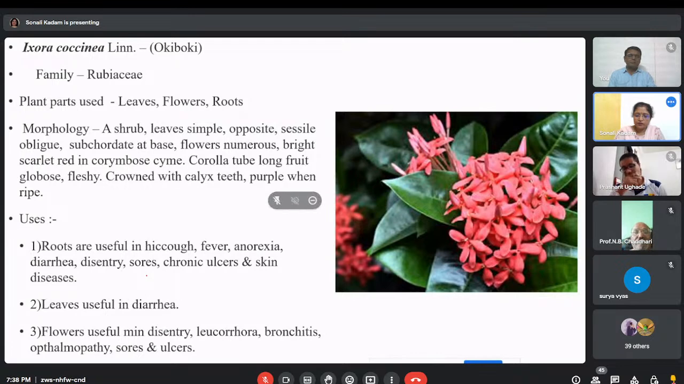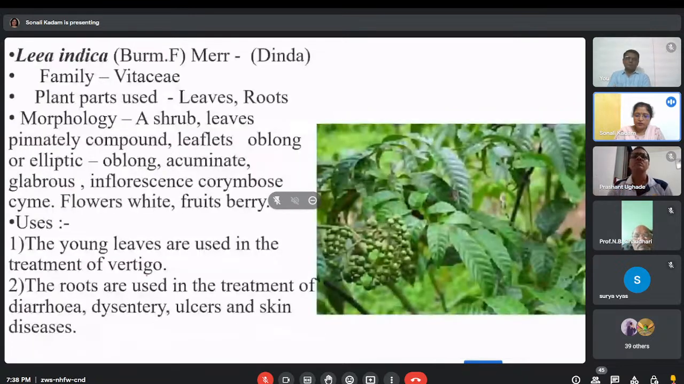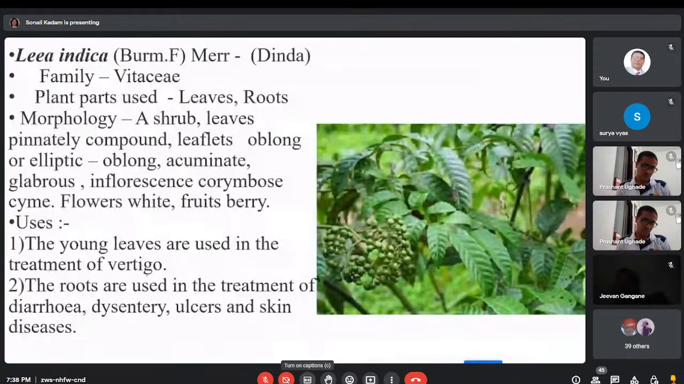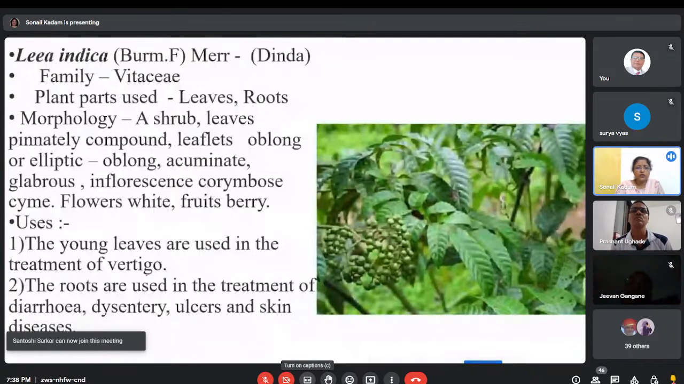Then dinda. Yes, you can see the fruits, we have much tiny fruits here. Then the young leaves are used in the treatment of vertigo. Vertigo, you must be knowing. No? It is a type of painful disease. Once you have this vertigo attack, you will not see anything. So this dinda is used on such vertigo. Then the roots are used in the treatment of diarrhea, dysentery, ulcer, and skin diseases.